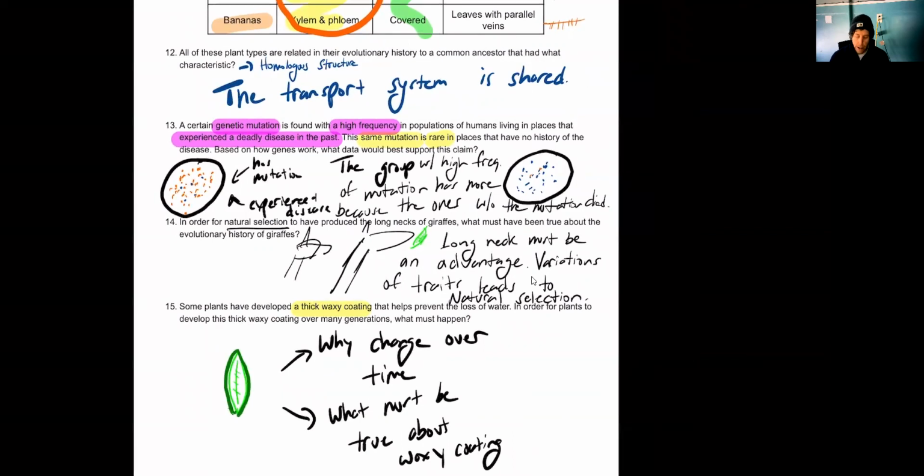Okay, and I'm going to highlight what I said about the giraffe example and see if that points out to you. So the first thing we said about the giraffe is it must have been an advantage, must have been helpful for the giraffe. So this waxy coating probably needs to be an advantage. And then the same thing, we had to have variation with the giraffe. We probably need the same thing with this leaf here as well to have natural selection.